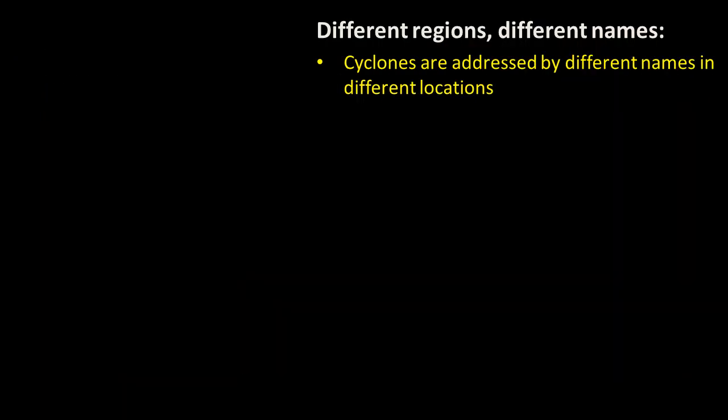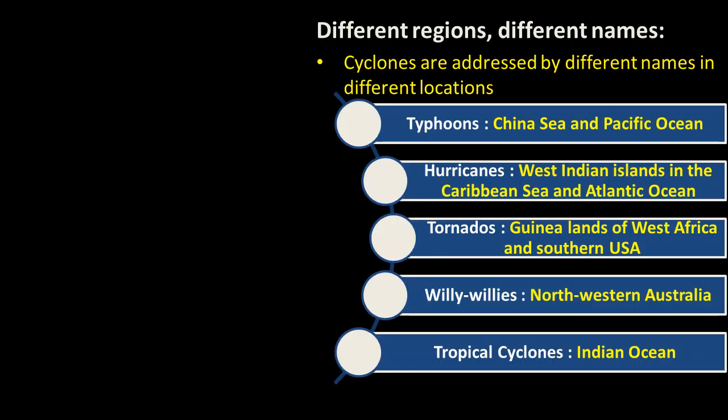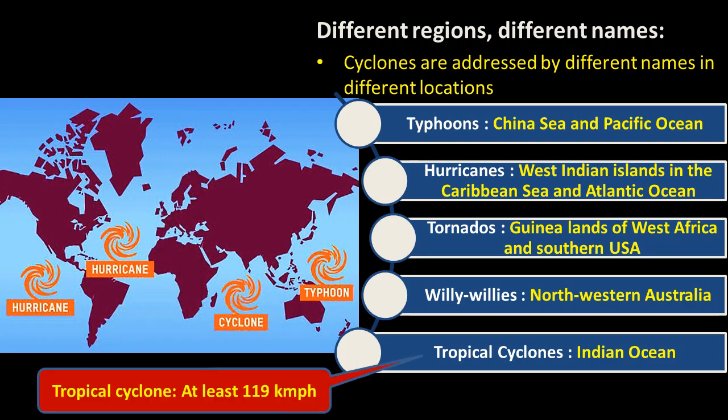Different regions, different names. Cyclones are addressed by different names in different locations. They are known as typhoons in the China Sea and the Pacific Ocean, hurricanes in the West Indian Islands, the Caribbean Sea and the Atlantic Ocean, tornadoes in the Guinea lands of West Africa and southern USA, willy-willies in northwestern Australia, and tropical cyclones in the Indian Ocean.